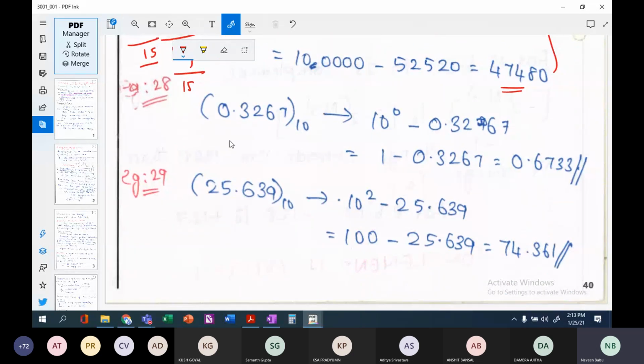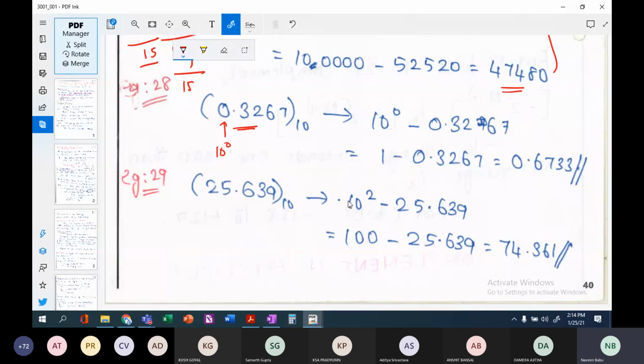Again, how many significant bits do you have? You have no significant bit, right? No integer bits. Which means the positional weight of this particular integer is 10 power 0. So if you want to find the tens complement of this number, it is subtracted from 10 power 0. 10 power 0 minus 0.3267. So what is 10 power 0? It is 1 minus 0.3267, which is 0.6733.